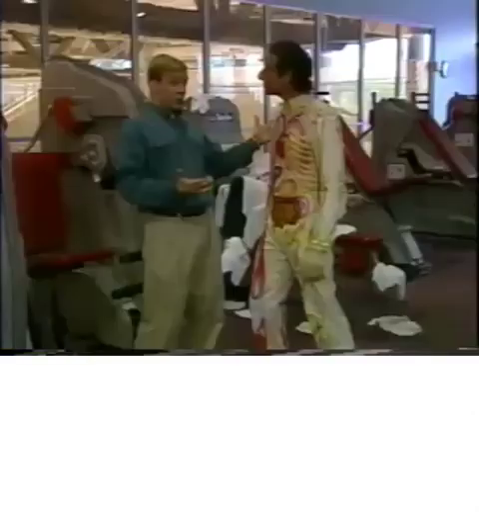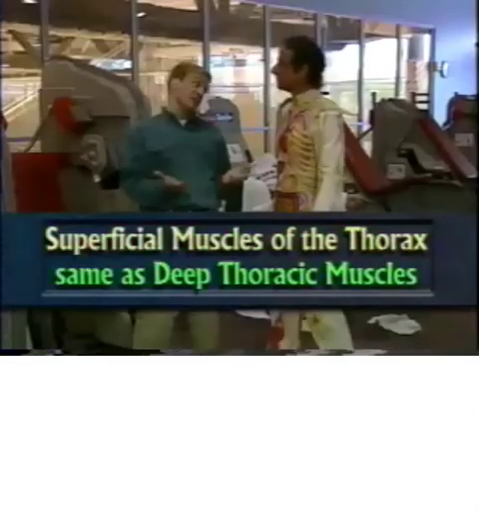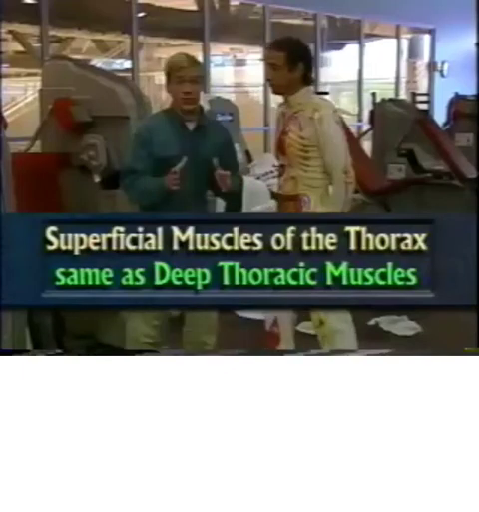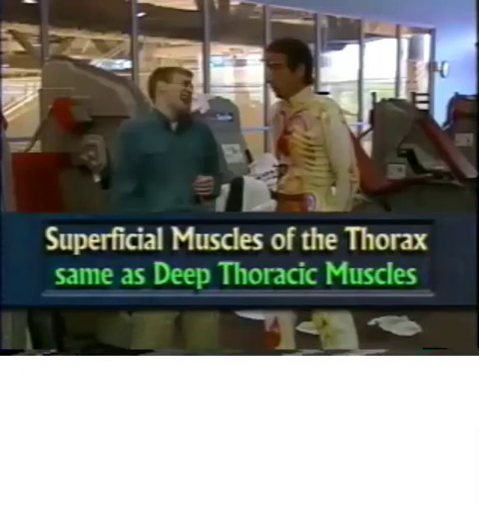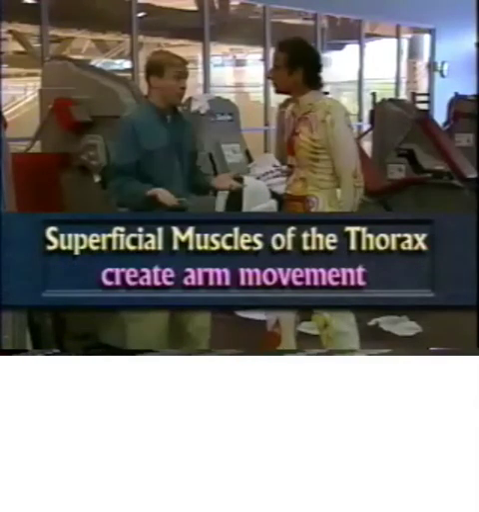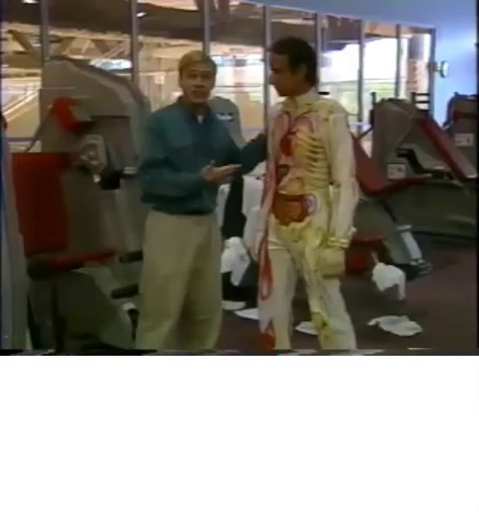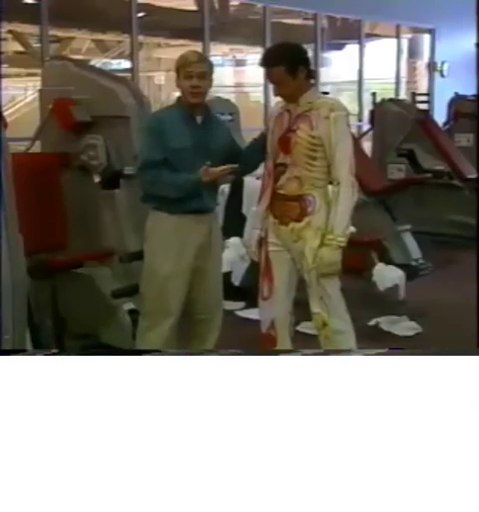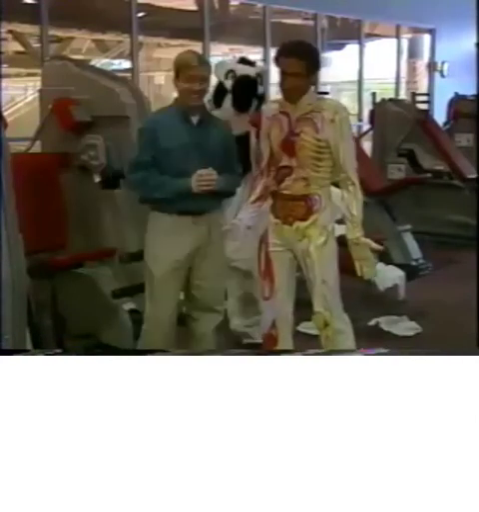Now, most people believe that the superficial muscles of the thorax are the same as the deep thoracic muscles, except that they date cheerleaders and enjoy teen magazines. Now, this is not true. The superficial muscles of the thorax actually act on the scapula to create arm movement, like pushing or punching. Watch Slim Goodbody as he uses his superficial thorax muscles to fight this man-sized boxing cow. Do you come up with things like this yourself?